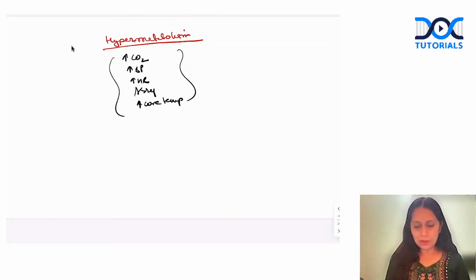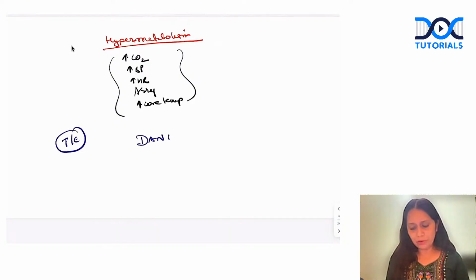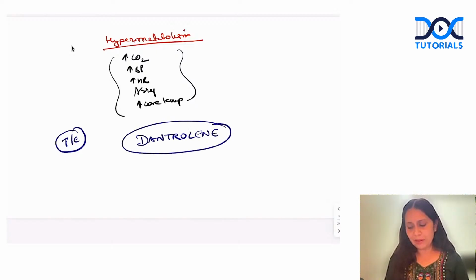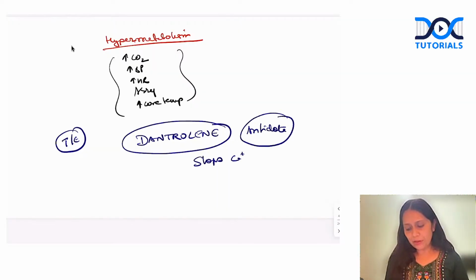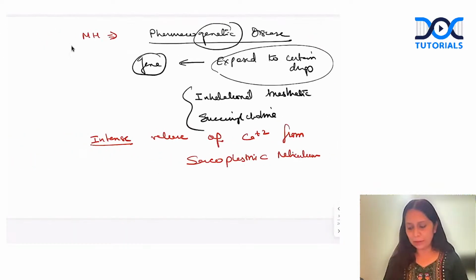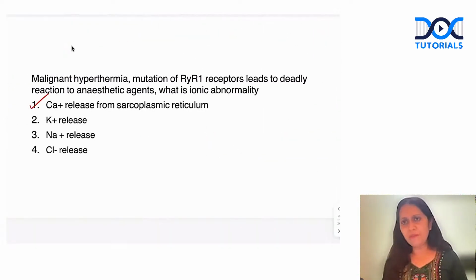So what is the treatment? The drug of choice for malignant hypothermia is dantrolene. Dantrolene is the agent of choice. This is the antidote. What does it do? It stops the calcium release. So it stops the very cause of malignant hypothermia, which is happening due to the calcium release. So this was a very simple question from a very expected topic, the day-to-day thing which we talk about.